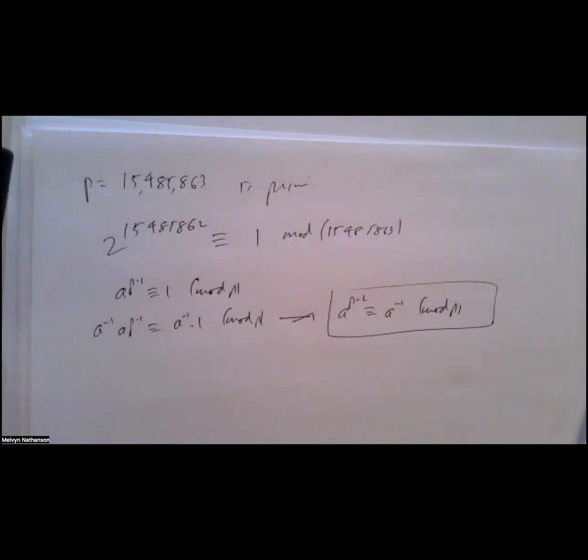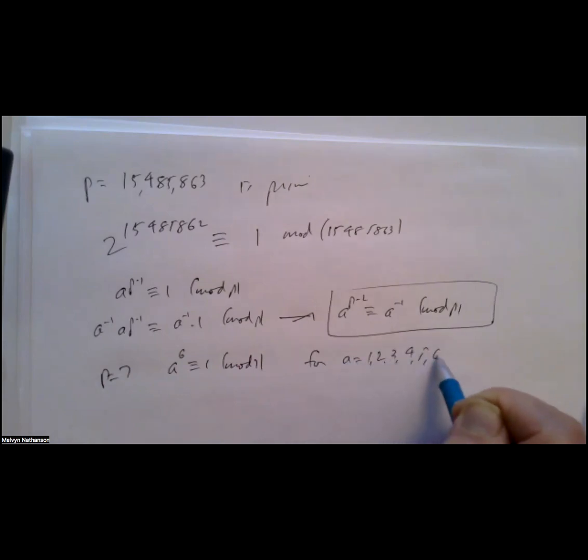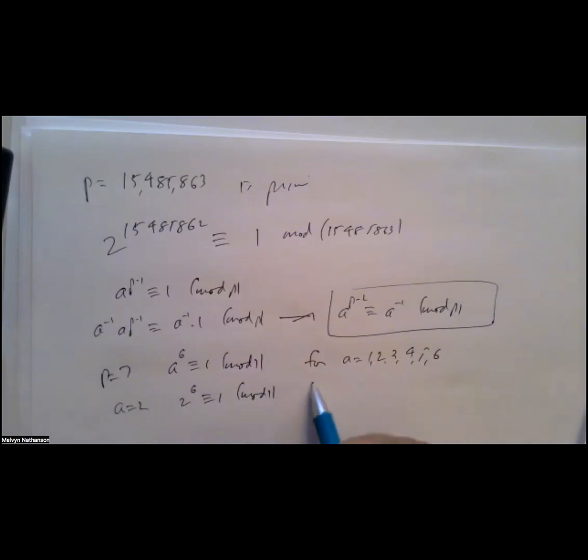So, Professor, is there any rule like if the power is also prime and mod is also prime, then it will not be congruent to 1? Well, the power, let me find an example. Suppose I take p equal to 7. So this says that A to the 6th is congruent to 1 mod 7 for A equal to 1, 2, 3, 4, 5, and 6. However, if I take A equal to 2, of course, 2 to the 6 is congruent to 1 mod 7, but also 2 cubed is congruent to 1 mod 7. So there's a smaller power of 2, which is congruent to 1 mod 7.